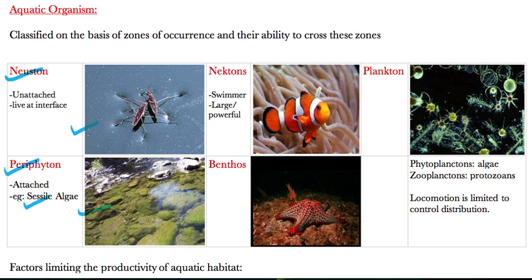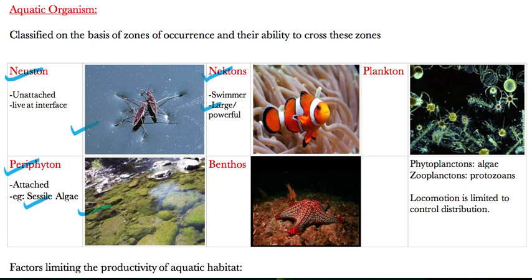What are nekton? Nekton are the aquatic animals which can swim, for example fish or shark. So they are large and powerful because they have to swim and they may encounter some water current. They will have to face that water current. That is why they should have power. A mosquito will not be able to swim in the water because it will not be able to face the current. So that is why they have a body which is large and powerful.